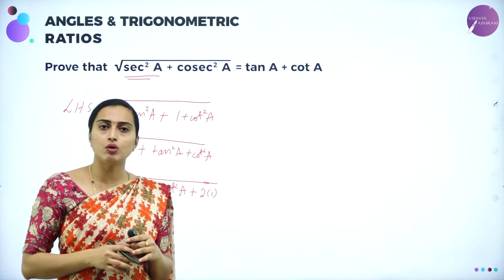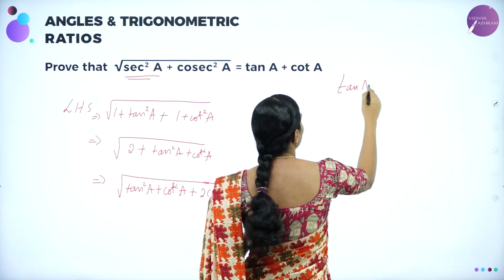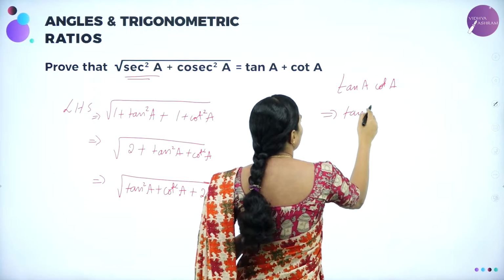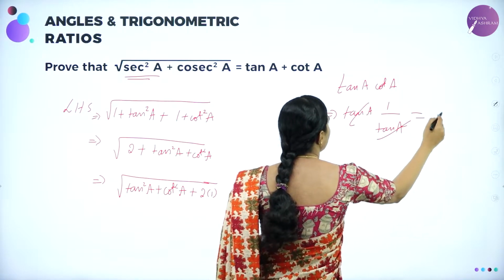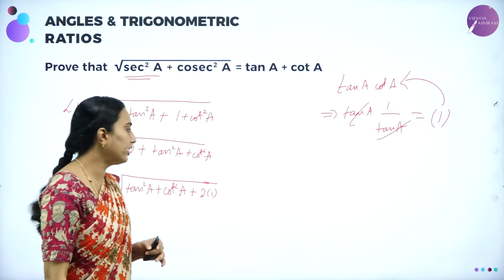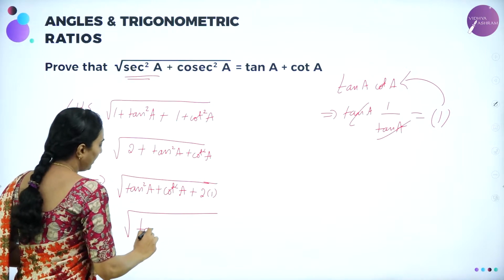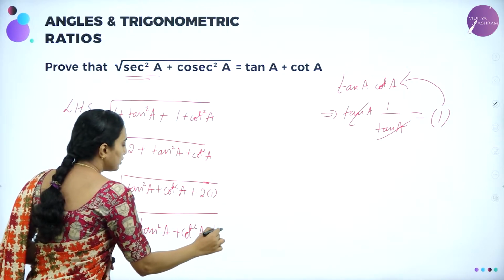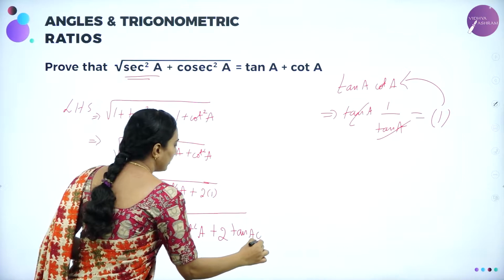Tan into cot gives you what? 1, because I can write it as tan A into cot A, where the reciprocal of cot is nothing but 1 over tan. So tan will get cancelled and you are going to remain with 1. So 1 can be written in the form of tan A into cot A. Therefore, I am going to replace it: the square root of tan squared A plus cot squared A plus 2, as it is into 1, is nothing but tan A into cot A.